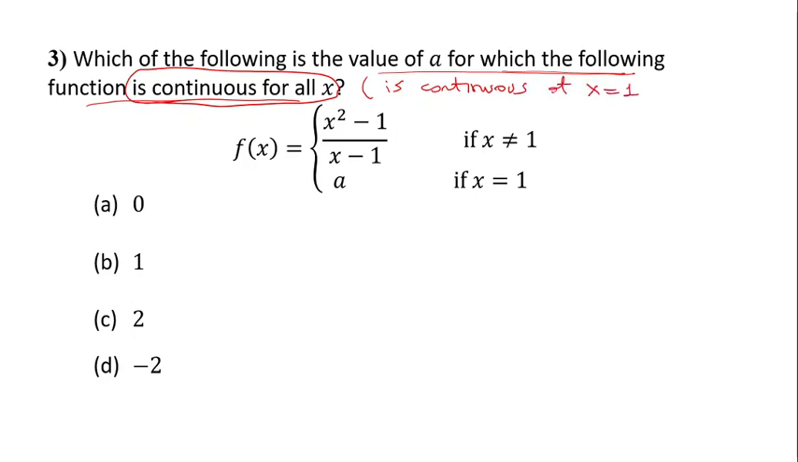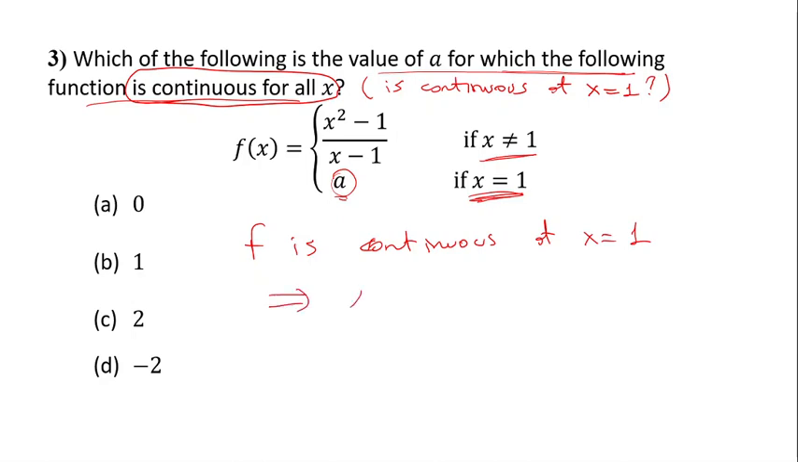If you make the graph of this function, we will see that the continuity of this function depends on the value of a, and the critical point here is only x equal to 1. To get the value of a, we have to look at the limit as x goes to 1. Since f is continuous, we want it to be continuous at x equal to 1.